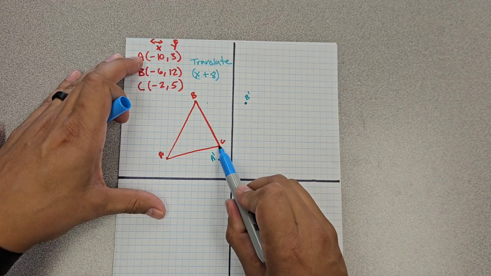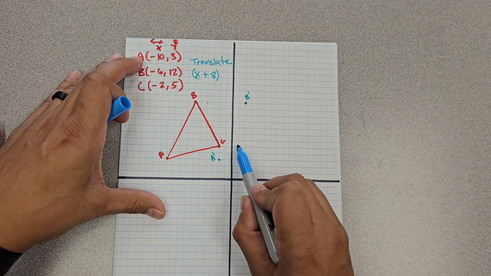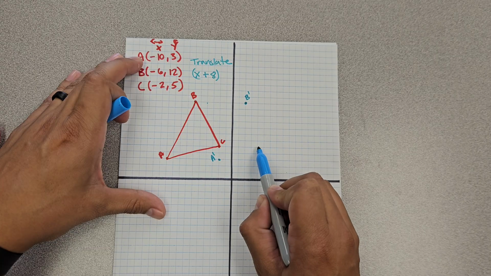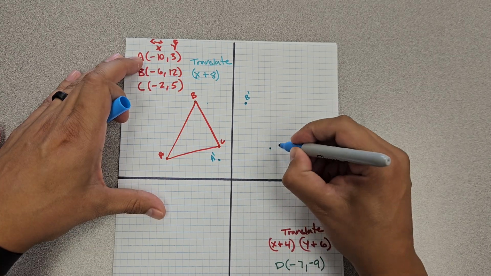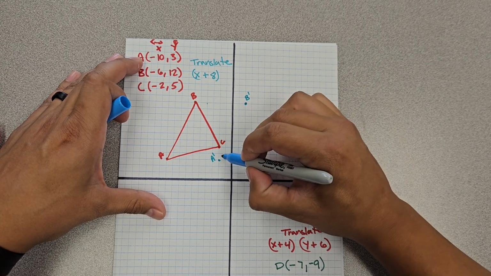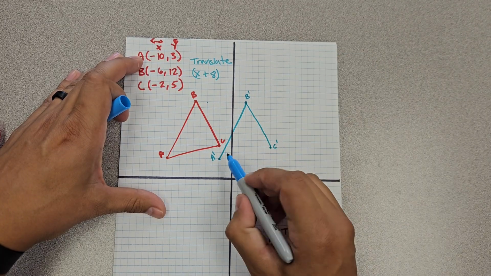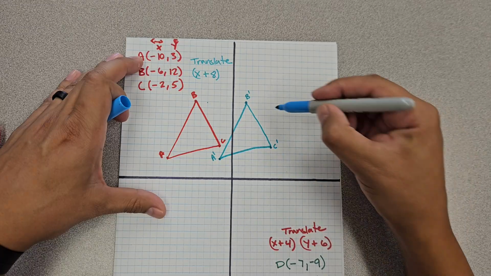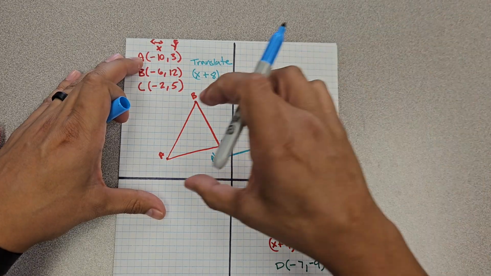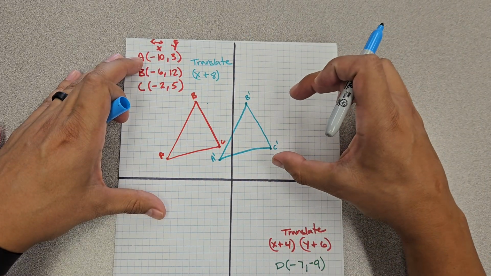And then I'm going to go to C and do the same thing. 1, 2, 3, 4, 5, 6, 7, 8. Put that C prime. So when I draw this triangle, it should be the exact same triangle that I had before, but it's just slid or translated to the right.